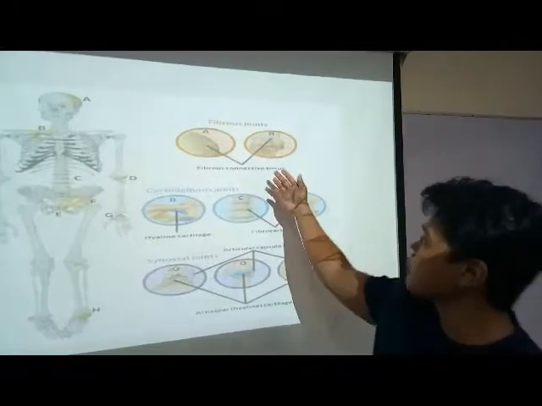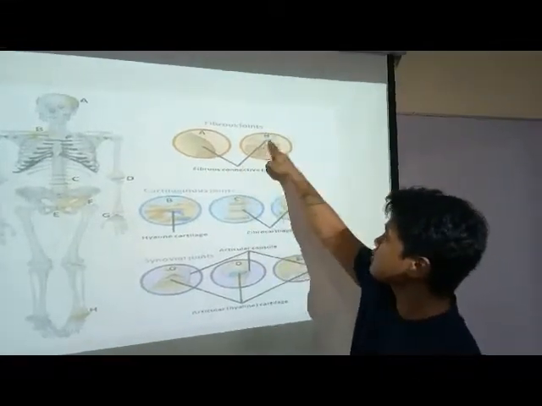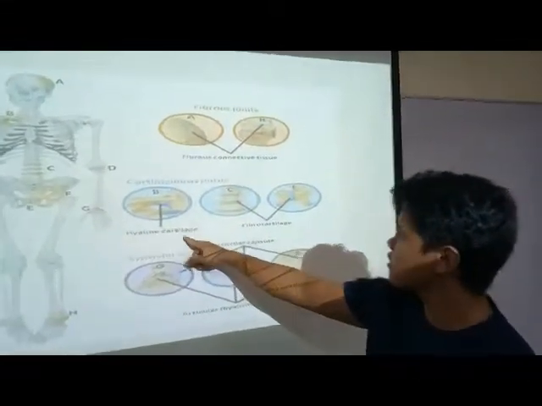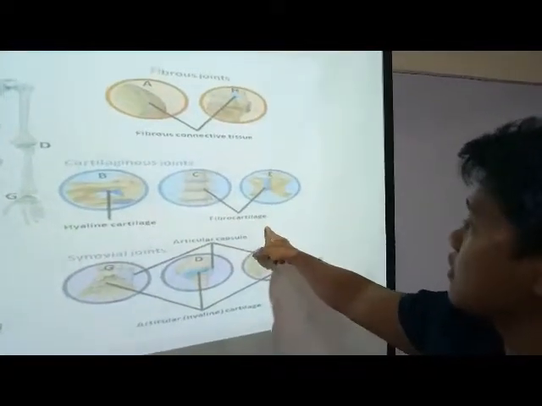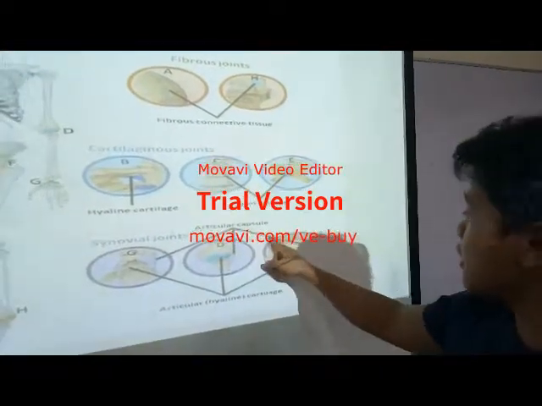These are the reduced joints and the connective tissue: hyaline cartilage, fibrocartilage, and articular capsule.